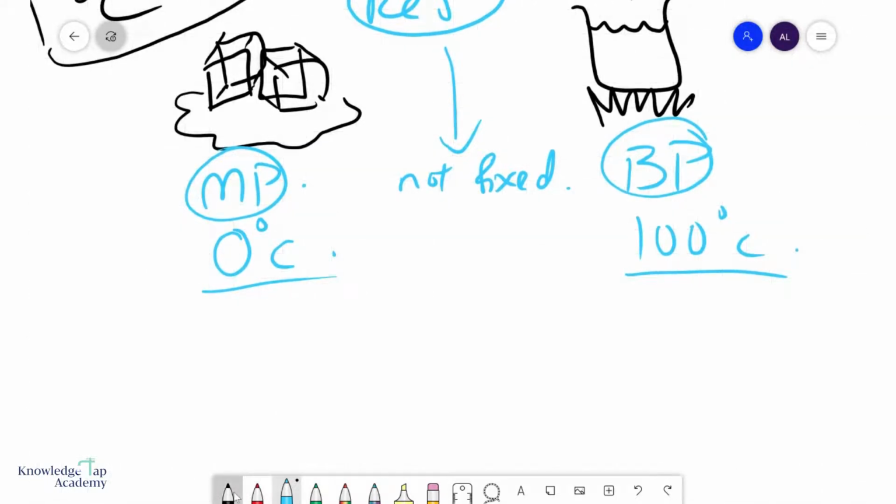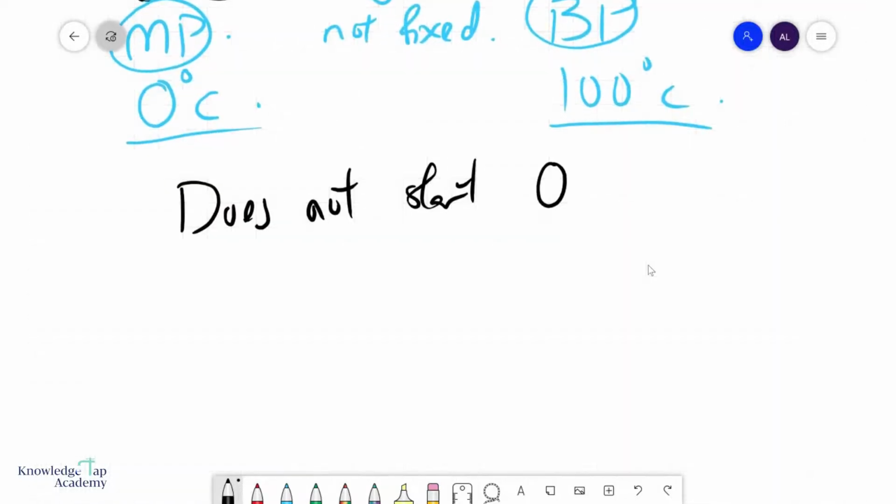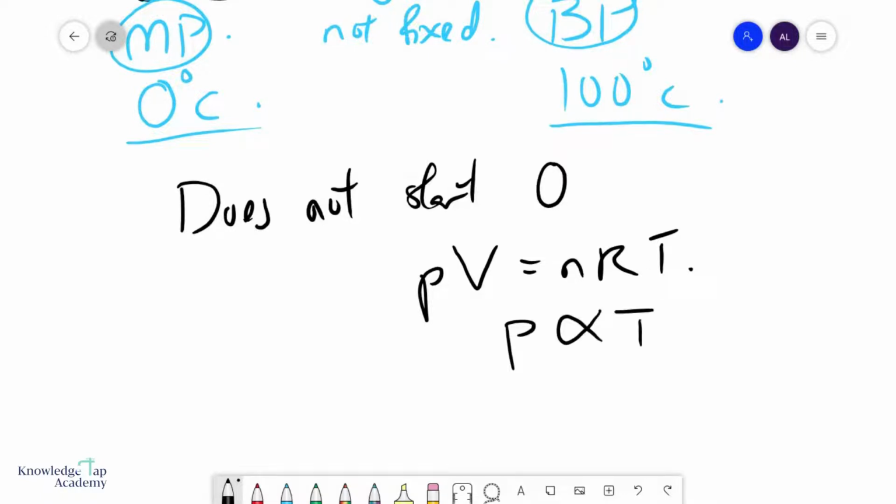And the other problem, of course, with the degree Celsius scale is it does not start from zero. And this is bad. Why is that a bad thing? Because in some scientific applications, think about your PV = nRT, right? We know that P is supposed to be proportional to T. And so if P is zero, that's supposed to correspond to the minimum temperature, which should be zero as well. But in the degree Celsius scale, it is not. Your degree Celsius scale can go negative.